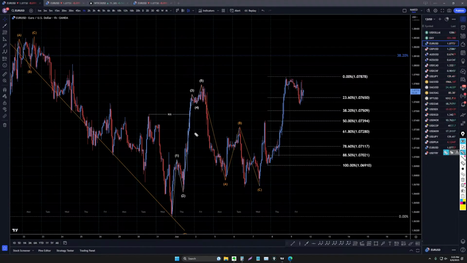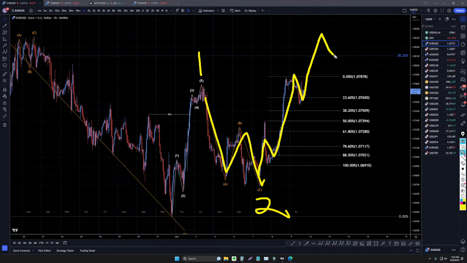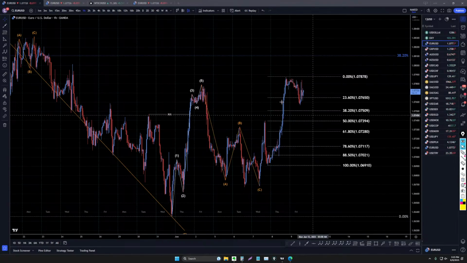Euro dollar. 1, ABC, 2. This is most likely a wave 3, and I bet it's just going to keep on going. I would just continue to look for longs, no doubt about it. This is a strong trend. I was hoping it would at least go down to the 38 or 50%, give me a chance to build a position, but it doesn't look like it's going to do it.